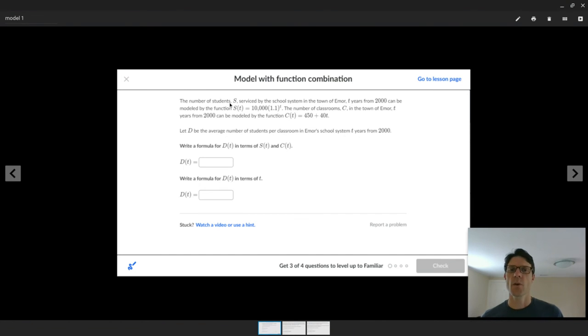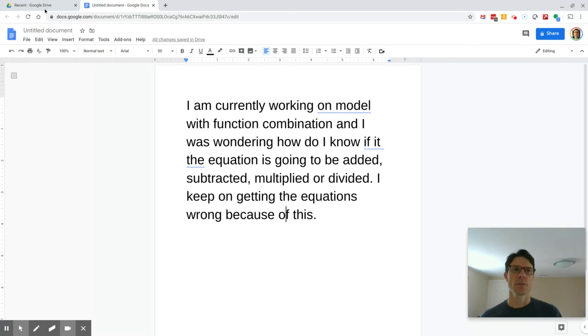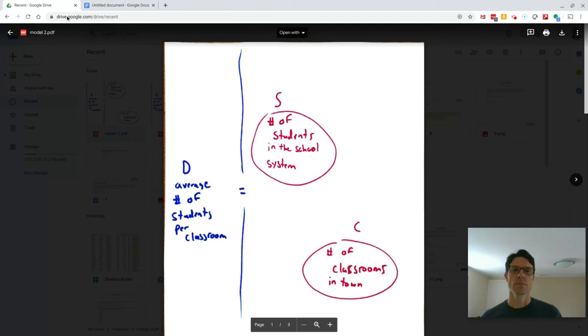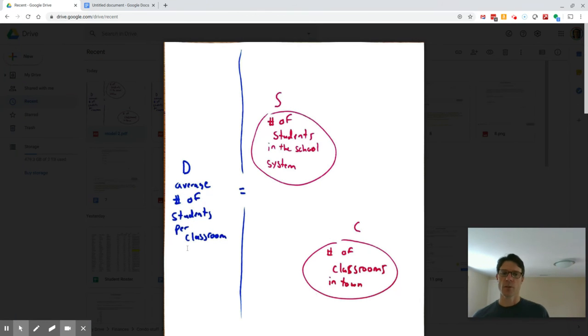The real key is to focus on what the meaning of S is, what it represents, and what the meaning of C is, and what it represents, and what the meaning of D is, and what it represents. So this is what I kind of write out, a little chart. D is the average number of students per classroom, right? S is the number of students in the school system. And then C is just the number of classrooms in the town.